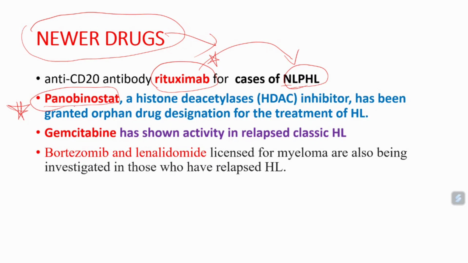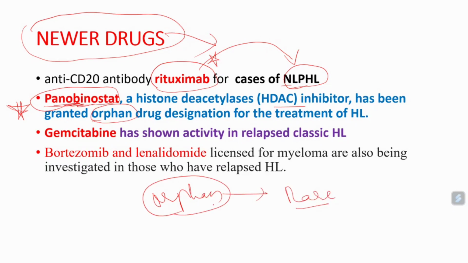About panobinostat, 2 years ago I published a review article, and I'll try to share that paper in our group. Panobinostat is a very important HDAC inhibitor, and it is considered an orphan drug. An orphan drug is a drug used for rare disease conditions, and its manufacturing is very limited. Orphan drugs are not commonly used, unlike paracetamol and other drugs.